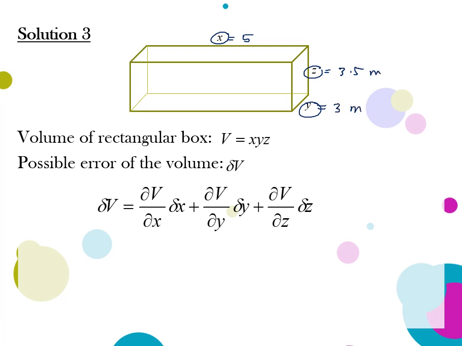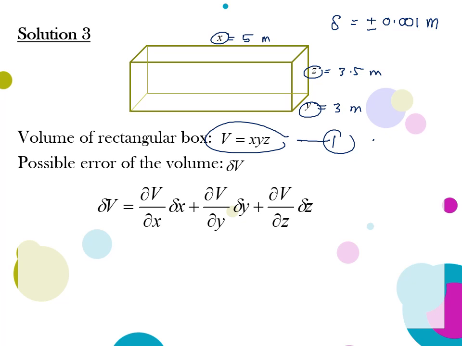So x is equivalent to 5, z is equivalent to 3.5, and y is equivalent to 3 meters, just now. And we know that the possible error, the delta, of each measurement here is plus minus 0.001 meter. All this information is given in the question just now. Alright, so we have formulated the formula here.